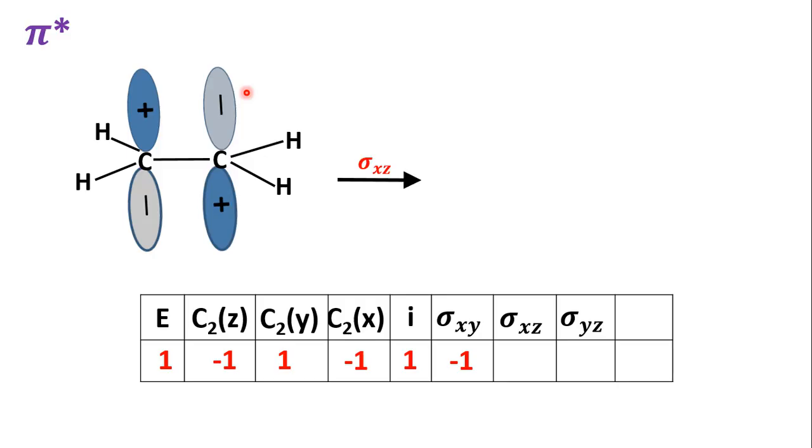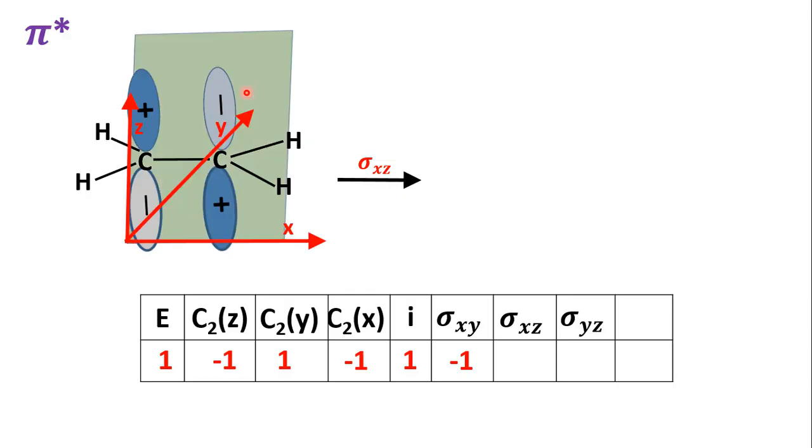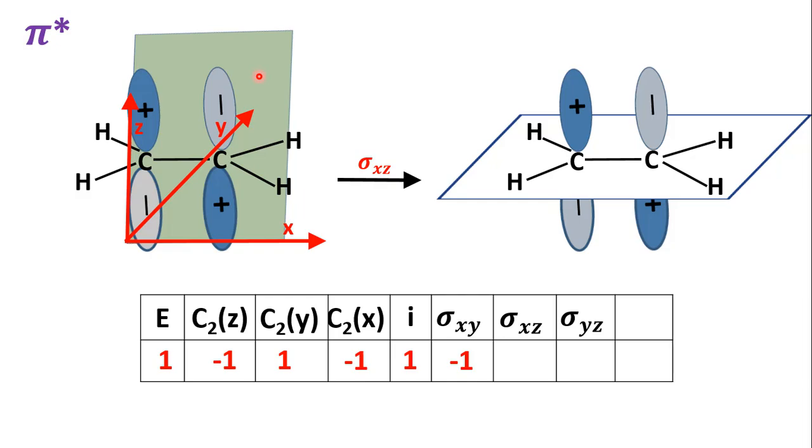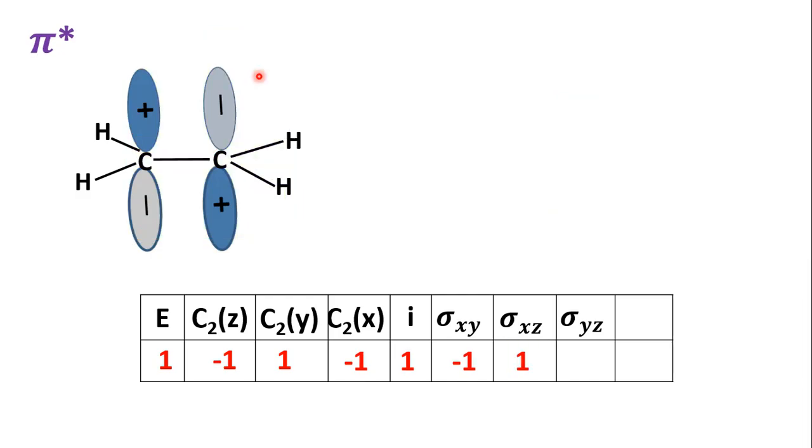Next, when you do the reflection sigma xz, there is a reflection about the xz plane. Xz plane passes through both the lobes. Both the 2p orbitals are contained in the xz plane, and so there will not be any change in sign, and the operation is symmetric, you will get plus 1.